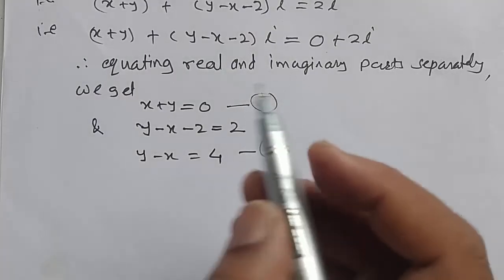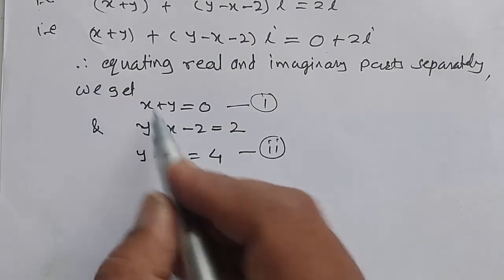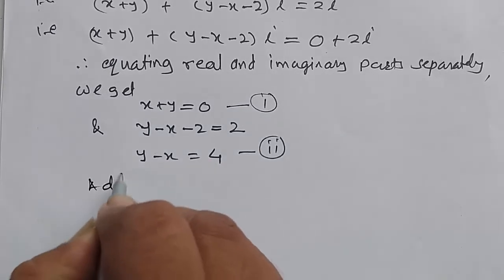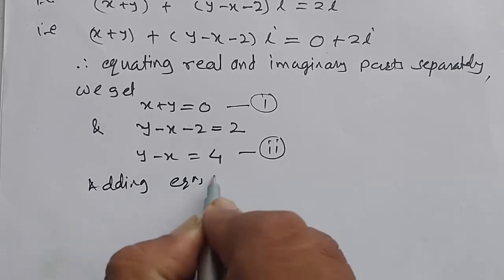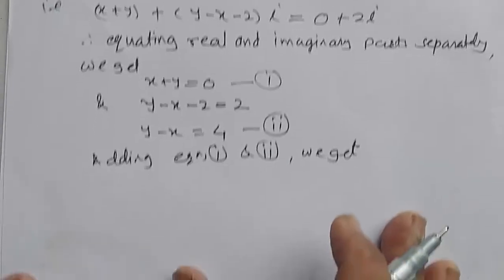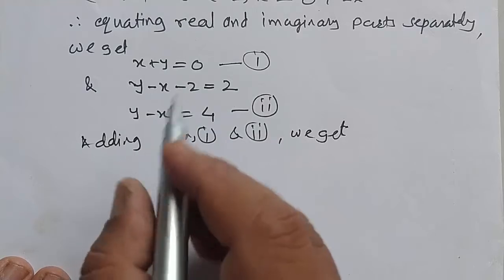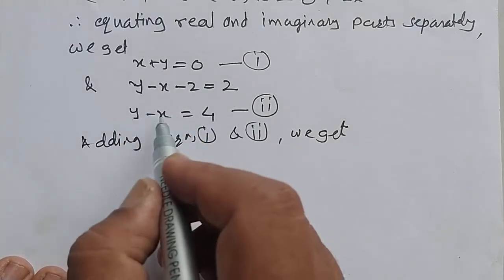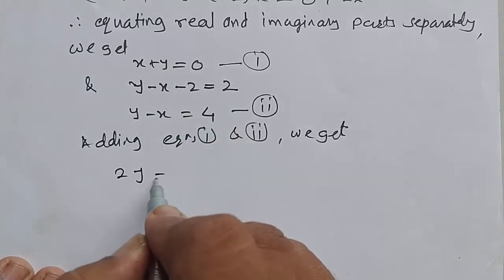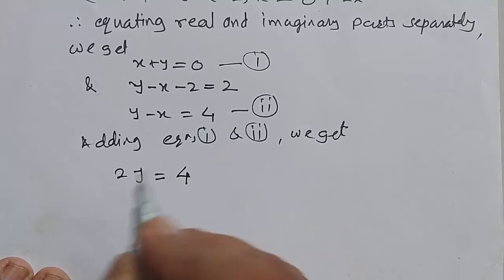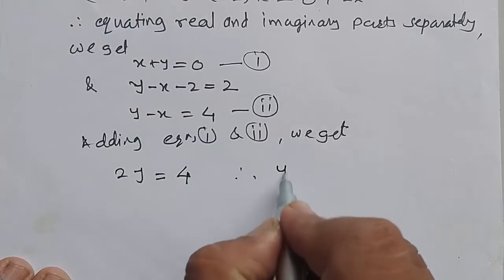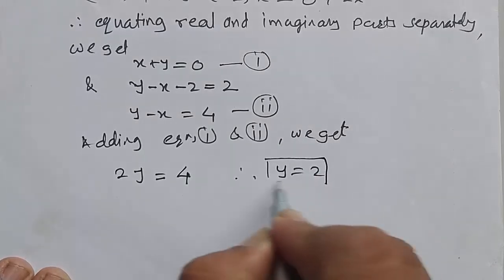Adding equations 1 and 2 in order to get the values of x and y, the x and minus x get cancelled. Therefore, adding equations 1 and 2, we get y plus y is 2y, 0 plus 4 it is 4. Therefore, dividing by 2 we get y is equal to 2. This is the value of y.